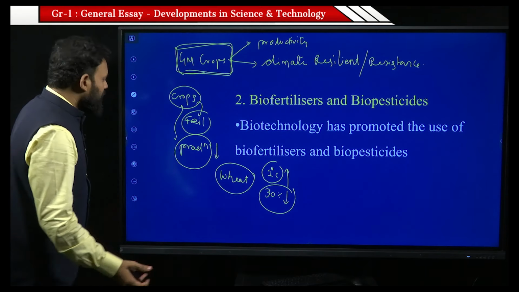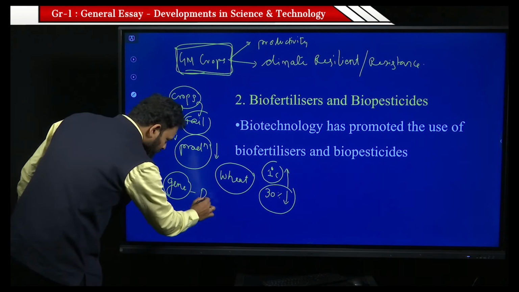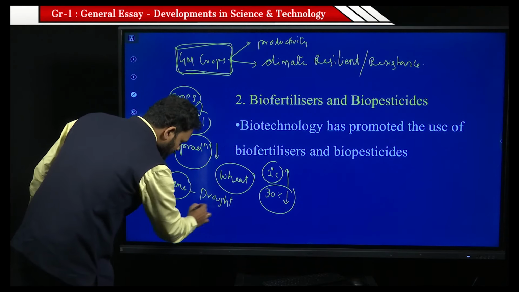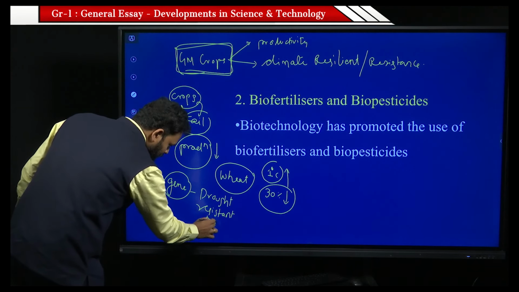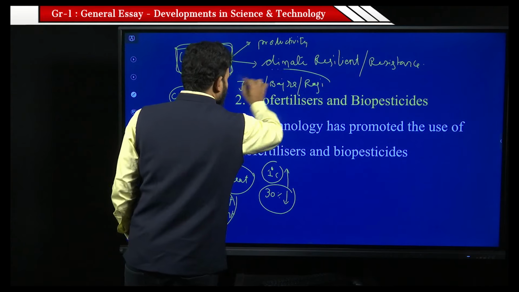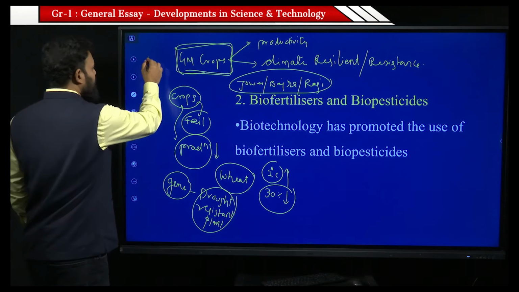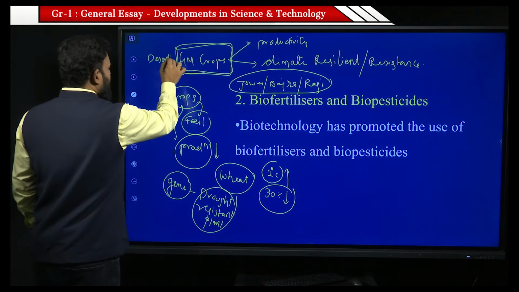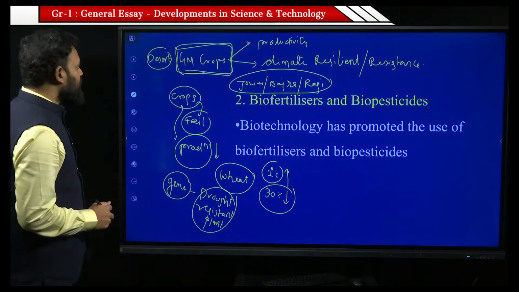How? You can take a gene from a drought resistant plant. For example, you take jowar, bajra, ragi, or other drought resistant plants. You see, you will have a lot of drought resistant plants in deserts. Take these plants which grow in conditions of high temperature, low moisture, and low water availability.